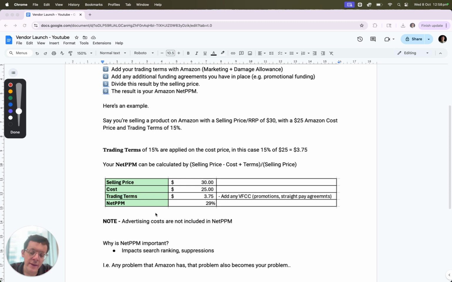And obviously every category has a different average, a different benchmark that Amazon will use for the net PPM figure. For example, the consumables category might be a bit less, say 30-35%, whereas a category like toys, home and leisure, sports, home, that might be a bit higher, say 35, 40, 45%. So it really depends on the category that you're in, and also the marketplace that you're in.